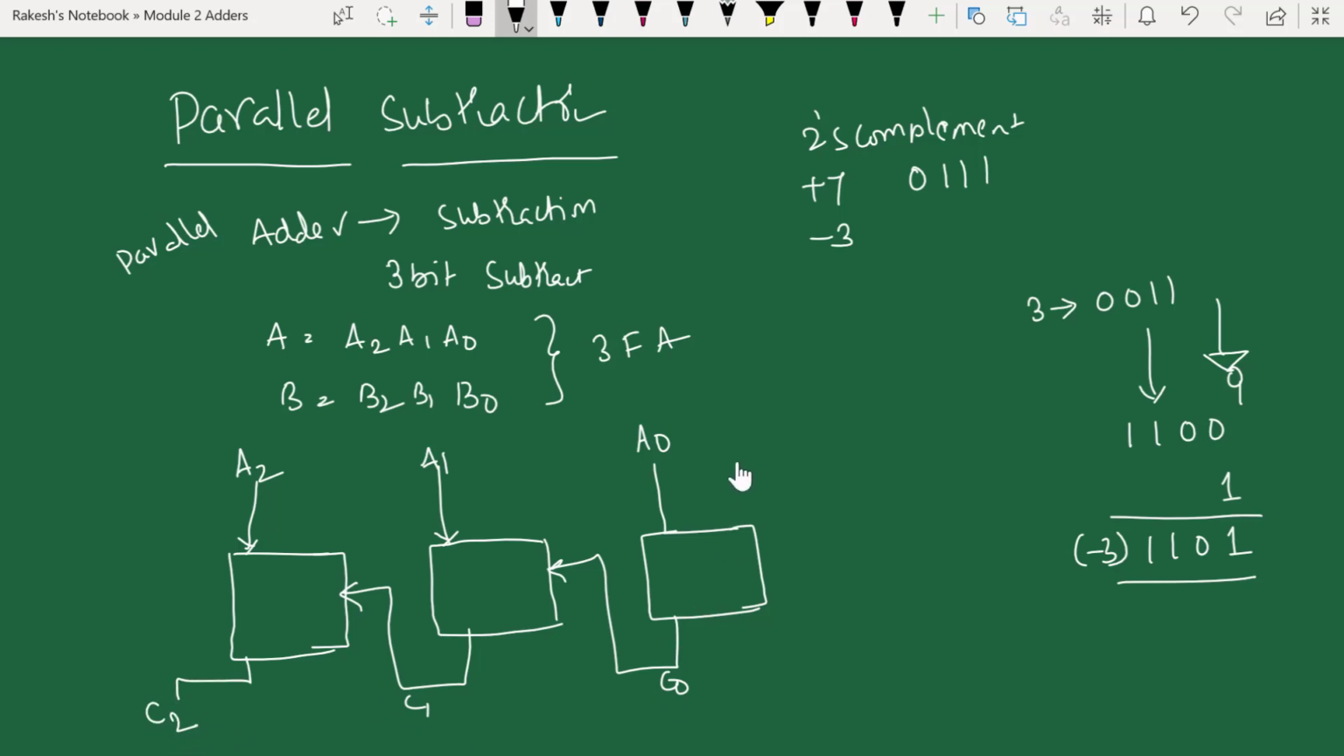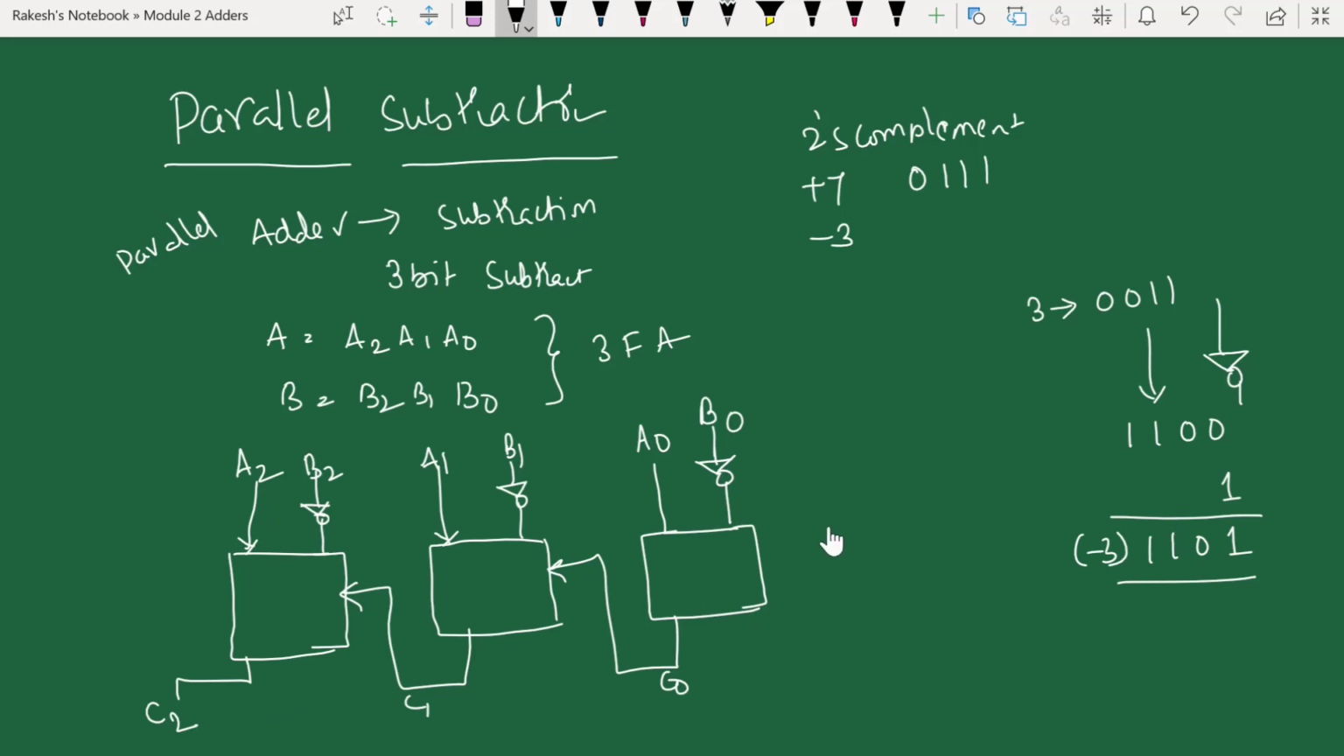Now you can clearly see, if you want to use the adder circuit for subtraction, you are supposed to complement all the bits. That means I am going to connect B0 with an inverter here, similarly B1 with an inverter here, and B2 with an inverter here. Okay, now you got the complement. Now you are supposed to add one.